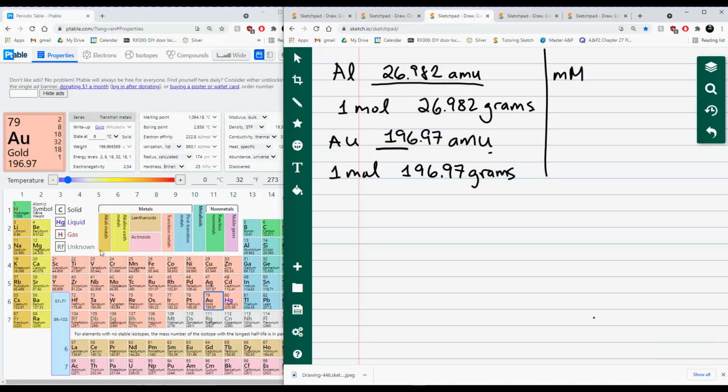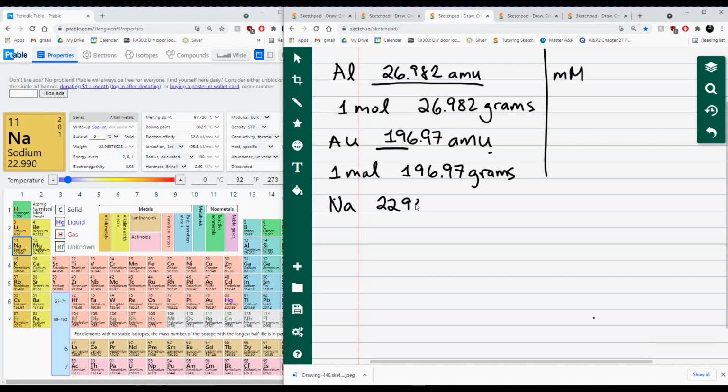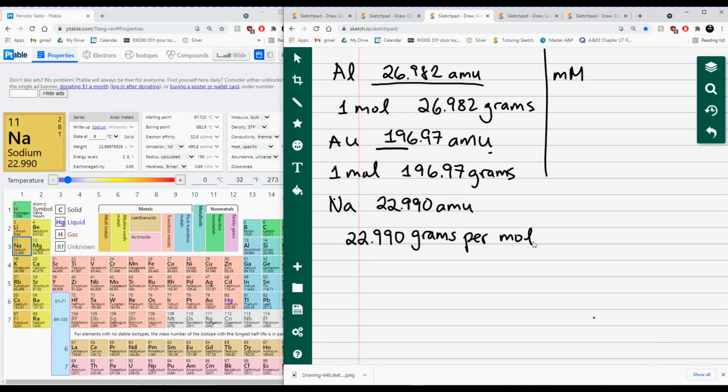If we look at another example like sodium, Na has 22.990 AMU. And so therefore the conversion between grams, the mass that we use in the SI system, and the number of atoms, which we specify with moles, is going to be 22.990 grams per mole. And you might see it simplified, written as 22.990 G divided by MOL.